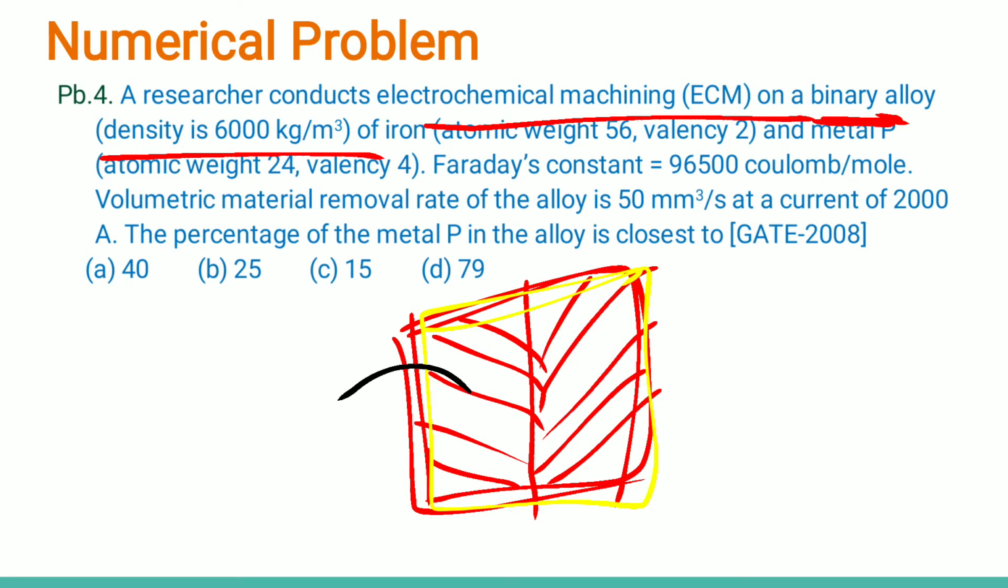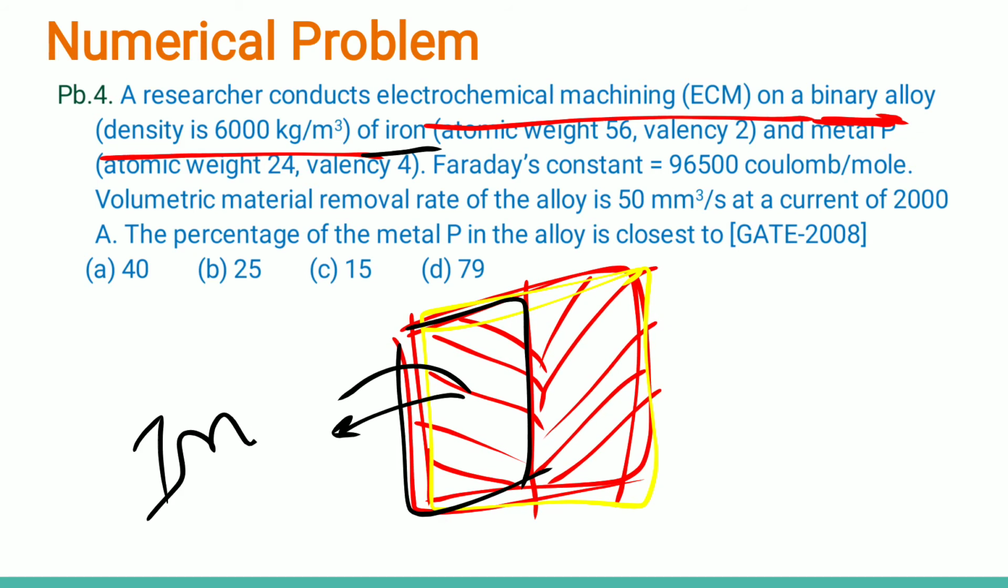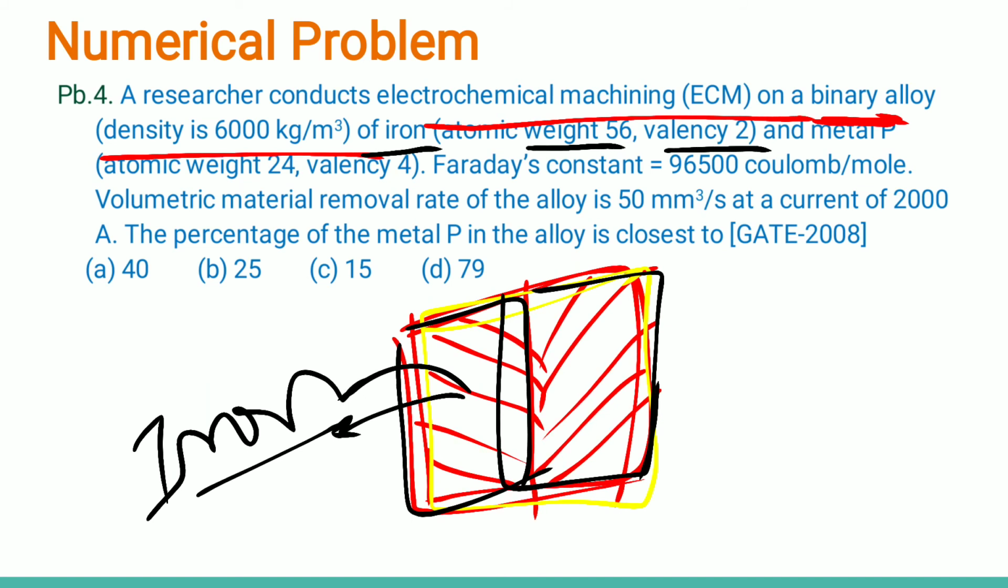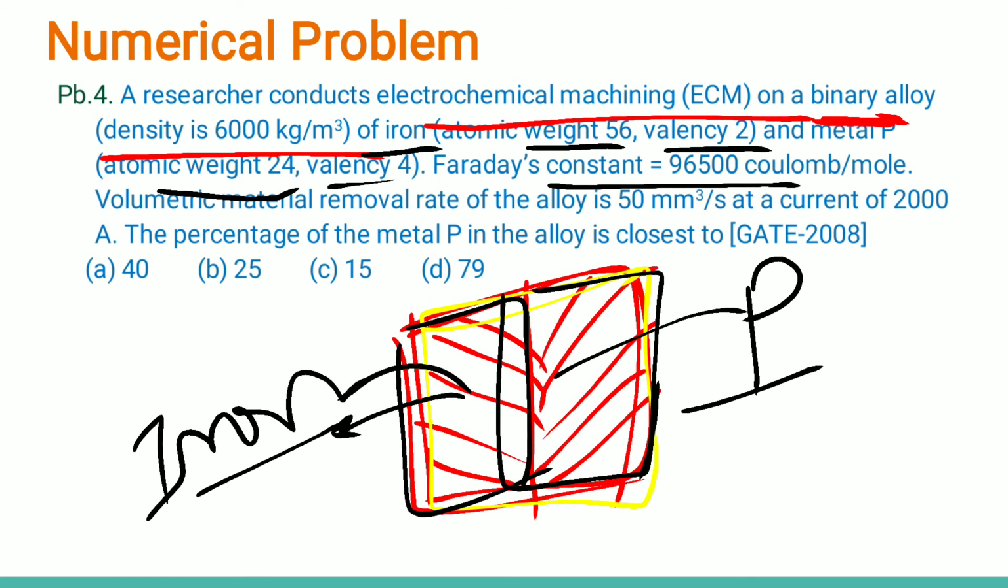Now one of them is iron. Assume that this is one material, iron. The atomic weight for this iron is 56, and the valency is 2. And another metal is P. This is any metal, that is P. For that the atomic weight is given, that is 24, and the valency is 4. Faraday's constant we have to consider, that is 96,500 coulomb per mole, and the volumetric material removal rate, MRR, is also given, that is 50 mm cube per second. The current I is also given, that is 2000 ampere.